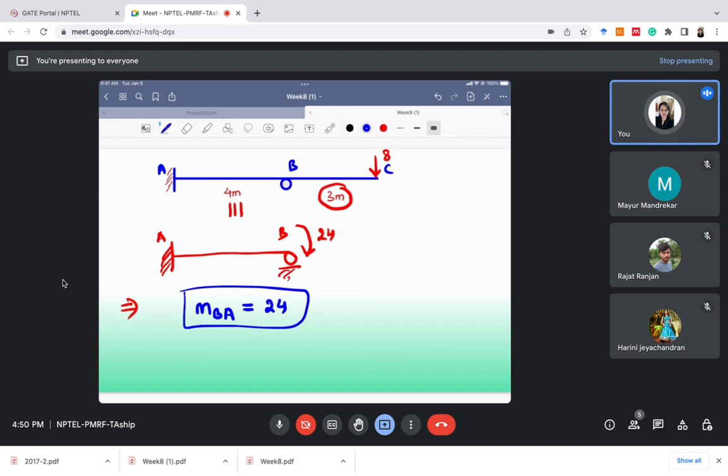Is there any confusion in this part? MBA is 24 because B is a hinge. There is no other moment here, but we have applied this 24 kilonewton moment externally. So it's MBA equal to 24 kilonewton meter. So MBA is coming out like this.